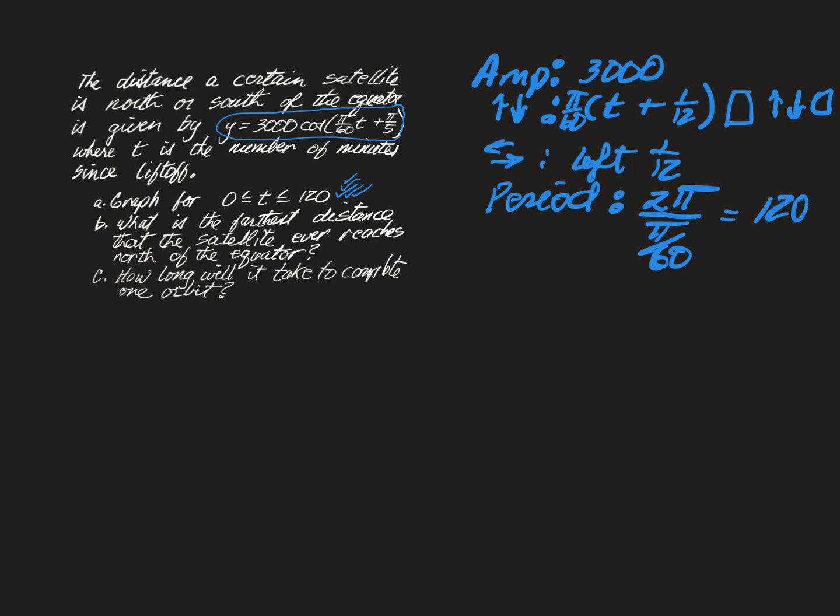And now you know why they want us to graph this from 0 to 120. Because that's one period, all right? So that's a good thing. So let's kind of map this out on a sheet of graph paper here, okay? So if I was going to draw my graph, it would look like this. Let me make this 120.